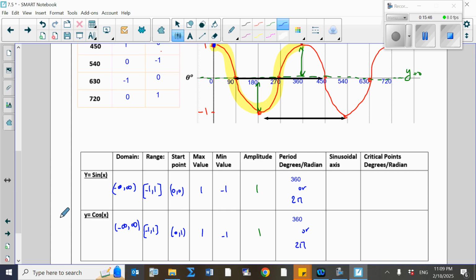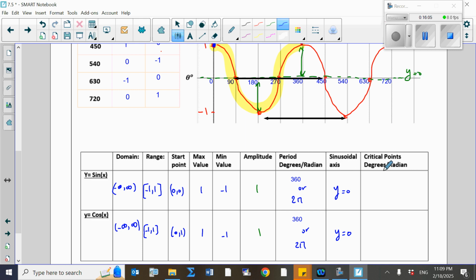Okay. Sinusoidal axis, we already talked about that. It's y equal to 0 for both functions. Notice that the sinusoidal axis is a horizontal line. So you need to write that as y equal. You cannot just write 0. It should be y equal to.